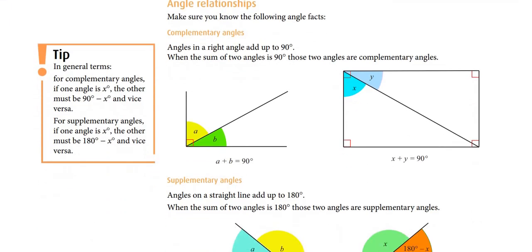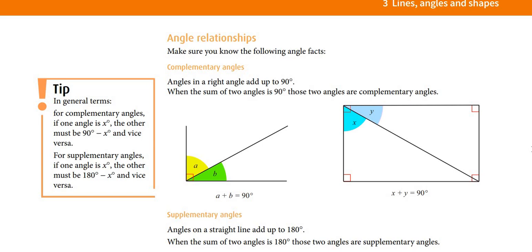Okay, and here this is important. This is a relationship between angles. Okay, and some definitions. A complementary angle. Angles in a right angle add up to 90 degrees. Okay, so what are complementary angles? Angles that when you sum them together, add up to 90 degrees.